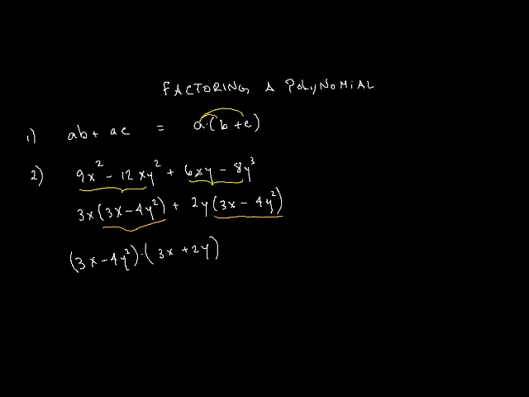I started off with 4 monomials, and I now have 2 factors represented by these two brackets multiplying each other. So this is called factoring by grouping.